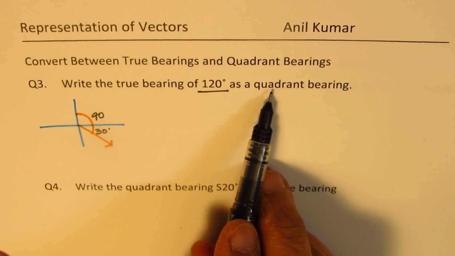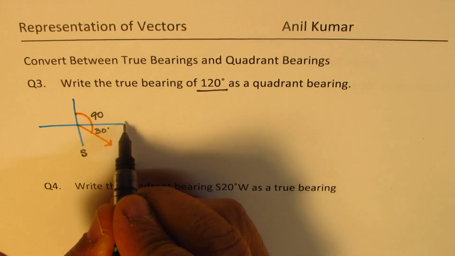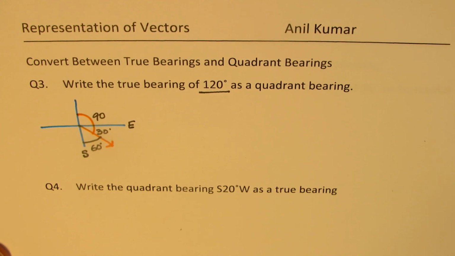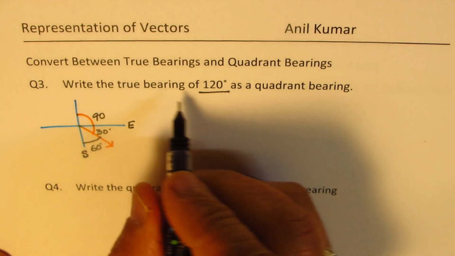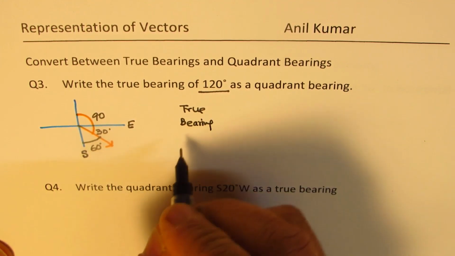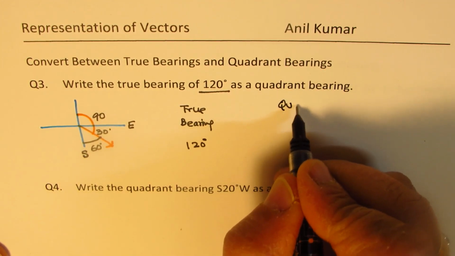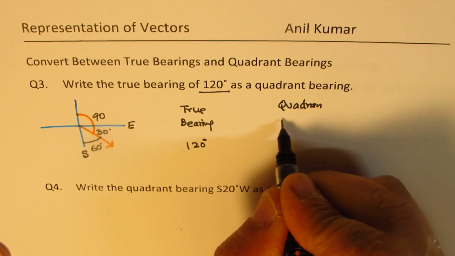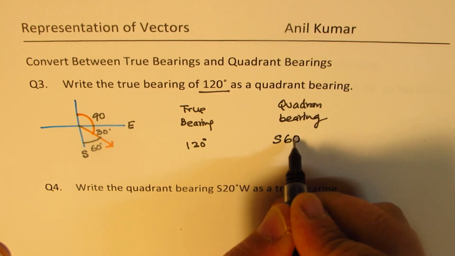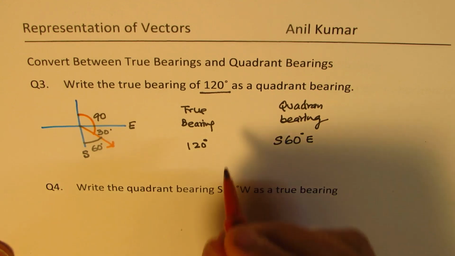Now if I have to write this as quadrant bearing, I can write this from south, we are going towards east and this angle is 60 degrees. Does it make sense to you, right? So the true bearing is 120 degrees. Quadrant bearing is from south 60 degrees east. Does it make sense to you? So that is how we could equate them.